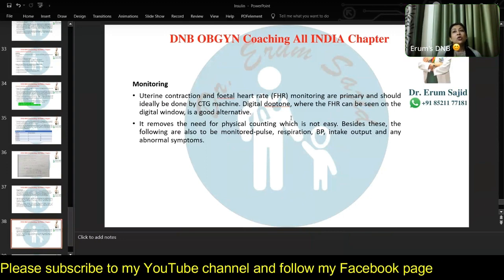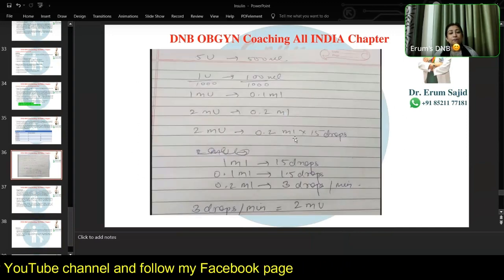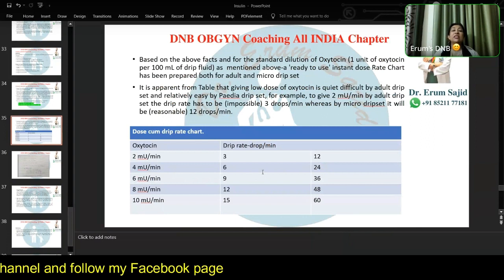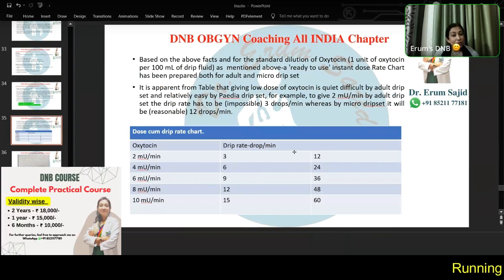to keep. So when you're starting with oxytocin, 4-5 drops is sufficient enough. That means you're giving her somewhere around 4 milli-units, which is neither too much, nor too less. So this much drop rate is, I think, fair enough. 6-7 drops. Correct.